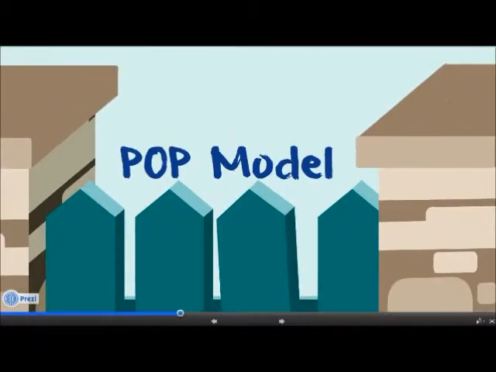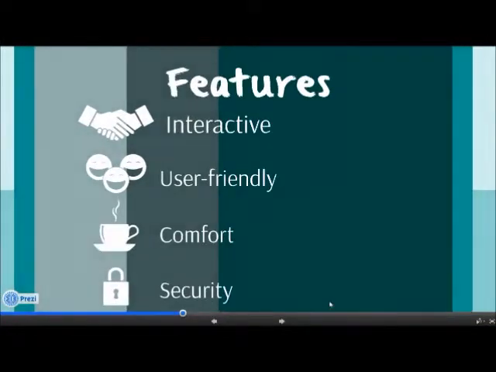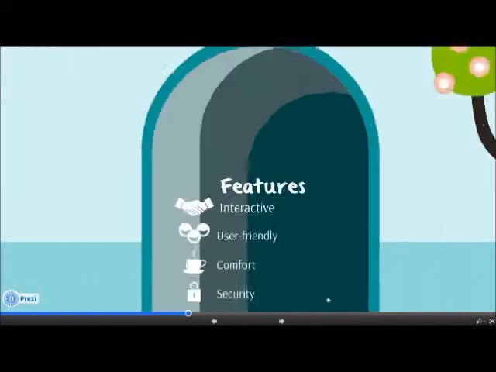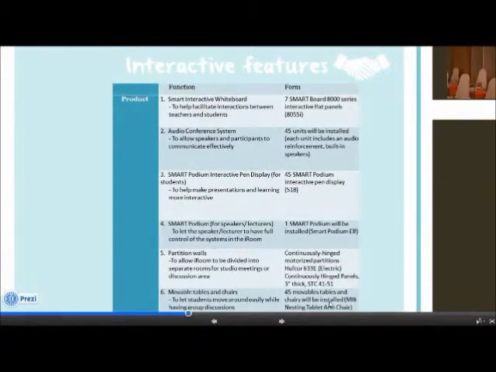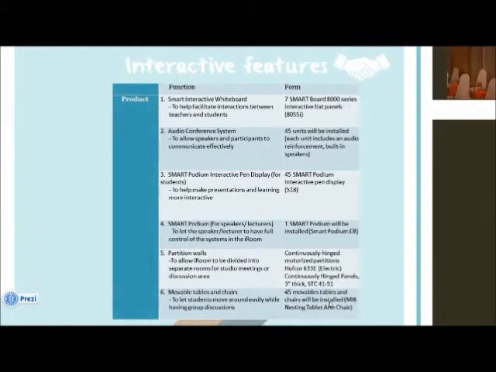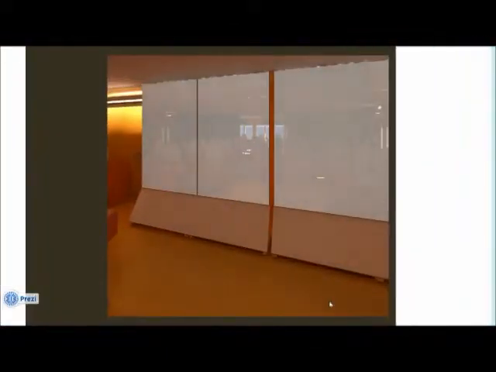Let's talk about the POP model for our iRoom project. So for our iRoom, we will have 4 features. They are the interactive, user-friendly, comfort, and security. So for interactive features, one of our main focus will be our smart interactive whiteboard. It will help facilitate interactions between teachers and also students.